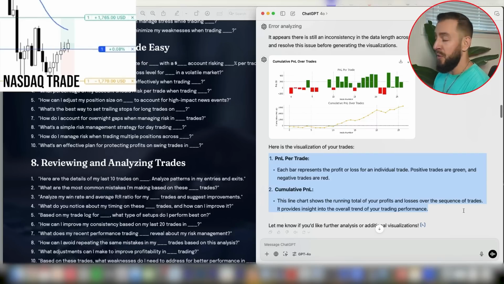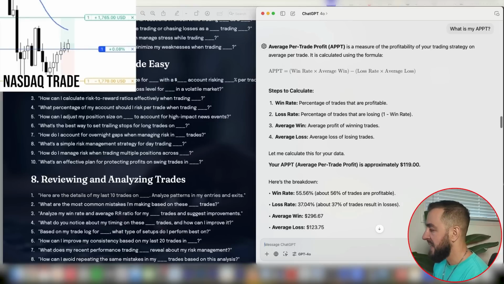Now, when it comes to trade performance, the most important metric all traders need to know is their APPT, or average profitability per trade. So let's ask it for that and see if it knows what that is first of all. Yes, exactly. Okay, so it's giving us a formula, it's telling us how to calculate it, and now it's gonna calculate it for us. My APPT is 119, which means each trade, I generate on average $119 every time I place a trade, which is a positive edge in your trading strategy.